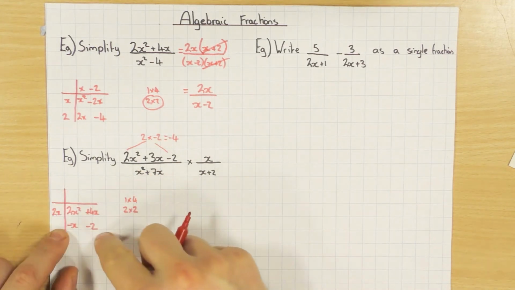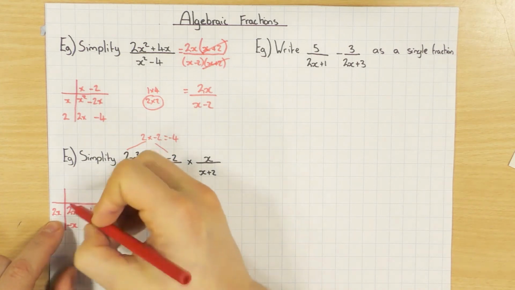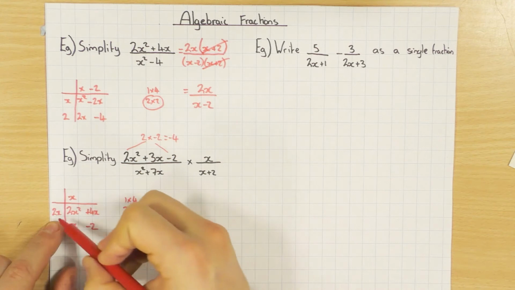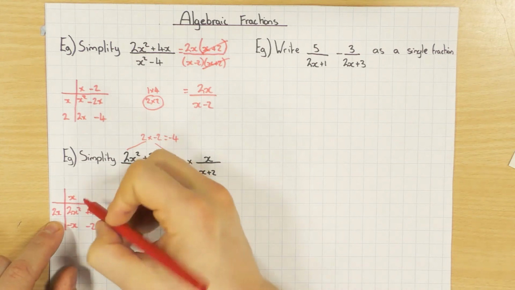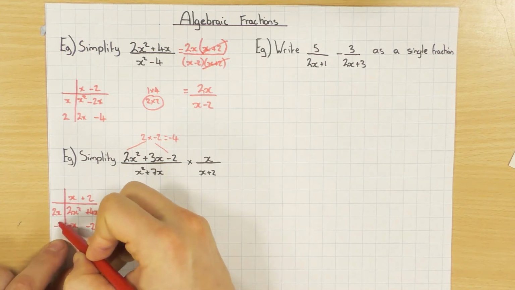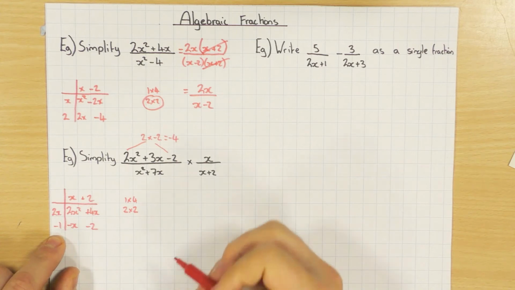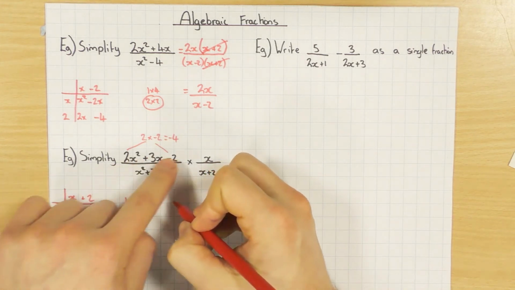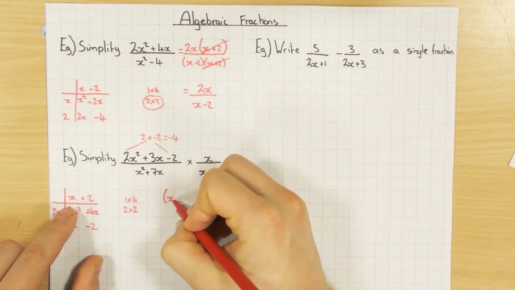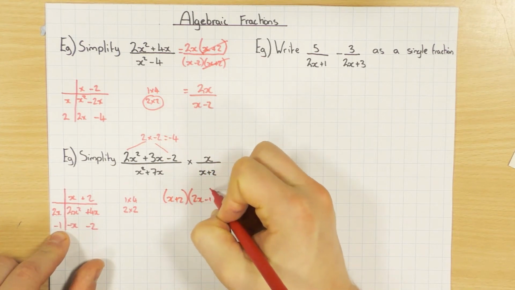And again, if you're unsure of this, make sure you check out my other video. So 2x times what gets me 2x squared? That must be x. 2x times what gets me 4x? That must be 2. And then x times what gets me minus x? That must be minus 1. And double check it, minus 1 times 2 is minus 2. Excellent. So the top bit there will factorize to be x plus 2 and then 2x minus 1.